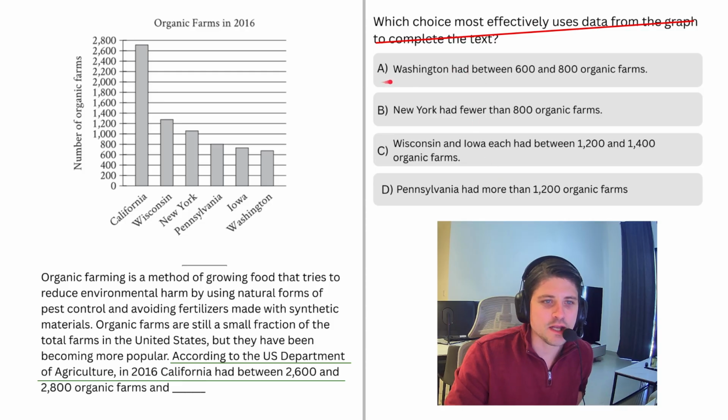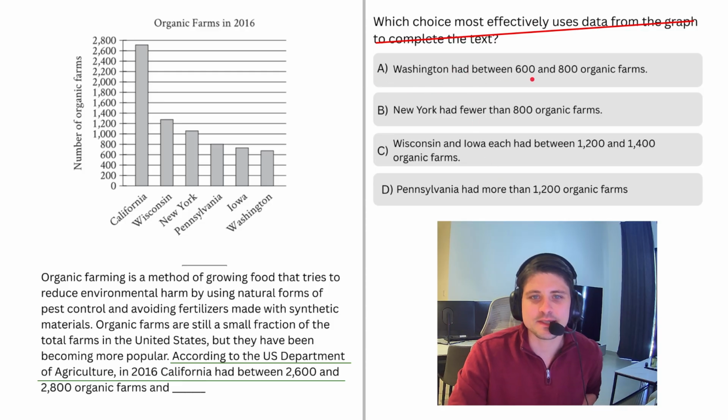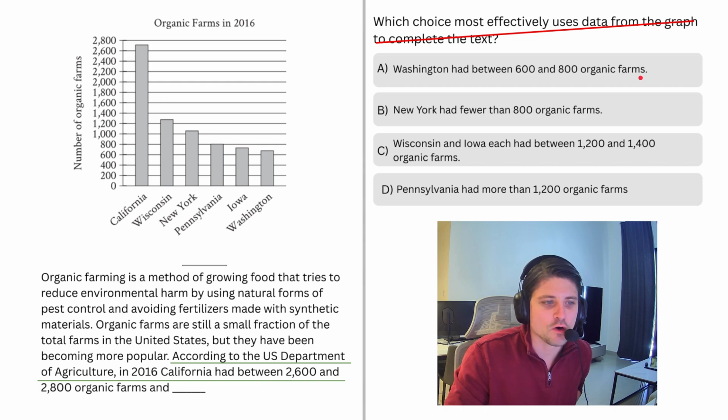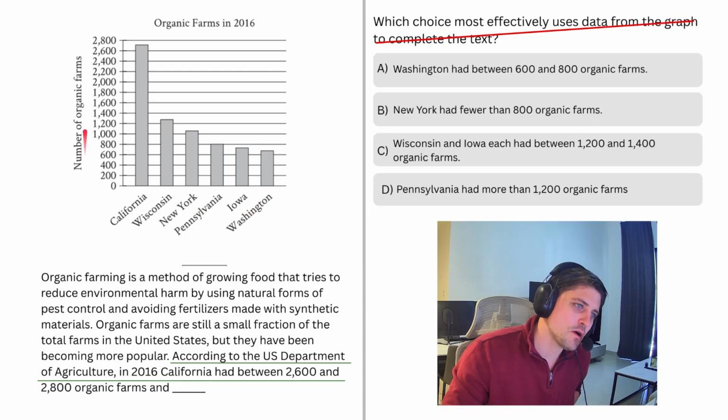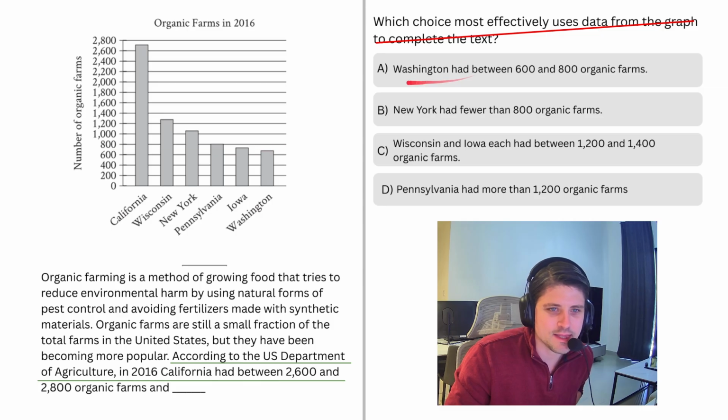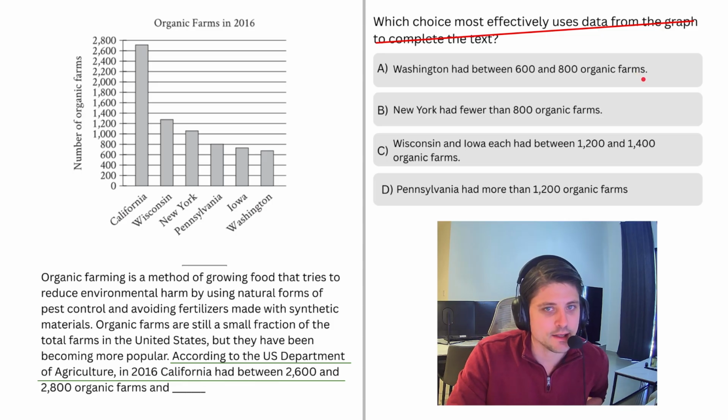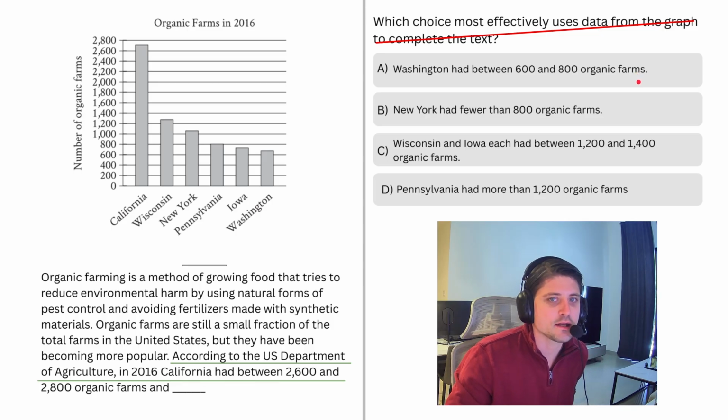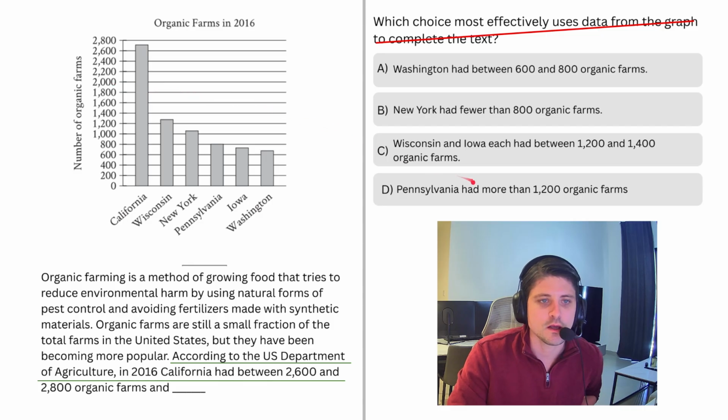So option A says Washington had between 600 and 800 organic farms. So down here's Washington, and here's the number of organic farms. And it looks like, according to this bar chart, yeah, they had at least 600, that's 800, and here's their chart. So that looks to be correct according to the chart. So let's not eliminate that. It looks like they had between 600 and 800 organic farms, according to this.